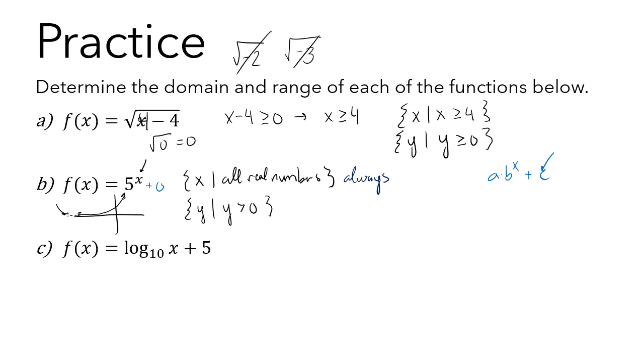Let's try the last one. In the last one, we're dealing with a logarithm. Now the input of a logarithm can never be negative. So I know that x is going to be the set of x such that it's greater than 0 and not equal to 0. The range, however, for logarithms is always all real numbers. I'm just going to write hashtag all real numbers.